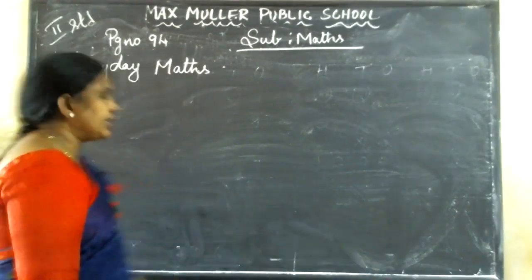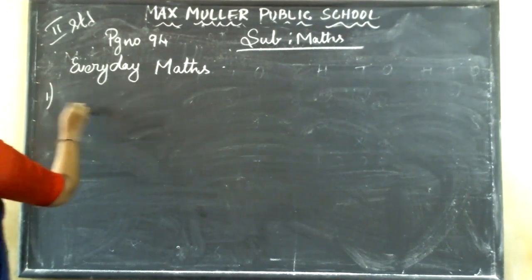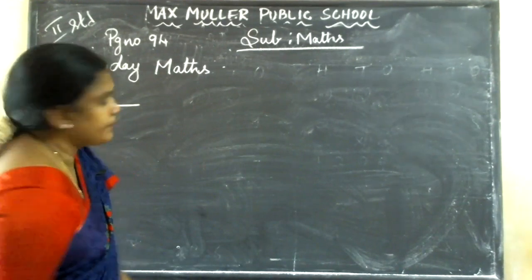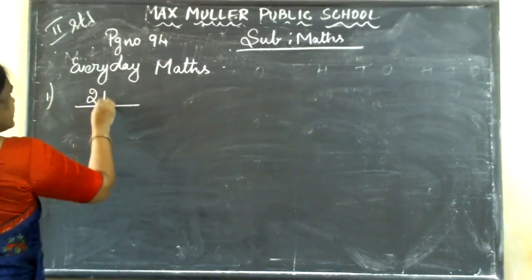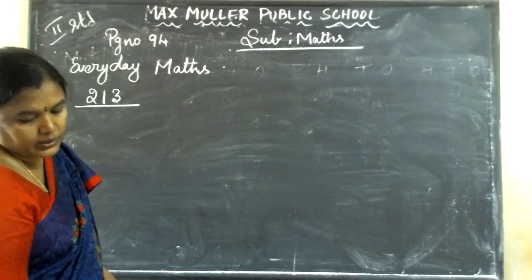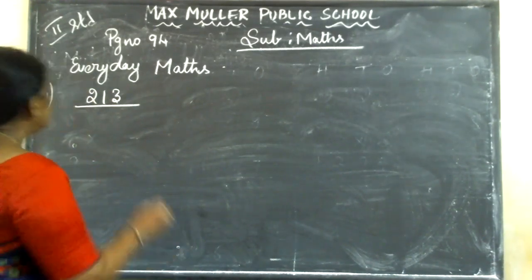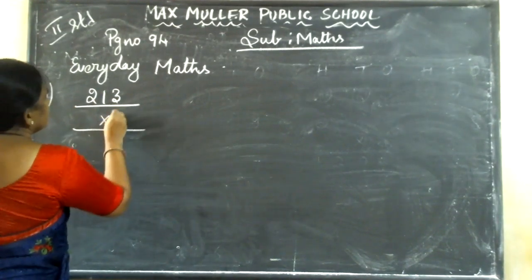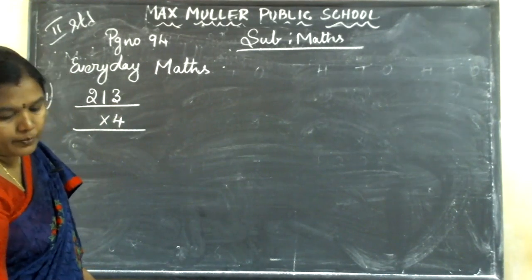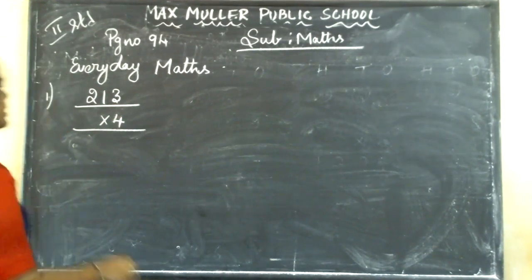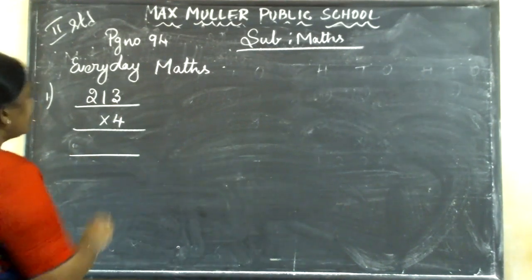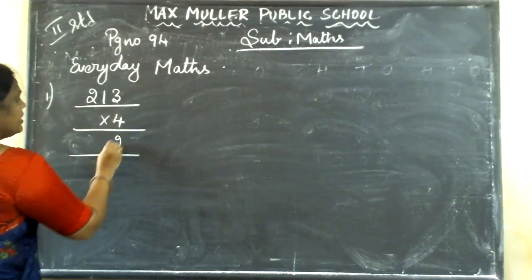Now first sum only I will write, children. First sum here. A bus can carry how many people? 213 people. Number of people one bus can carry, 213. Number of buses, multiplied by 4. Now total number of people that can be carried, you want to multiply, children. Then only some answer will come.